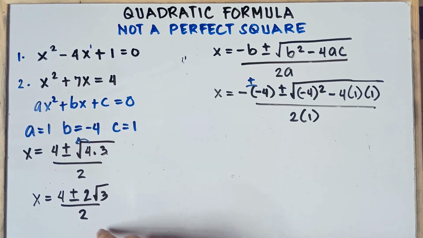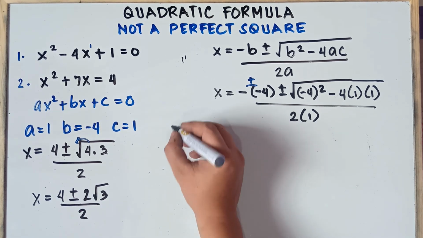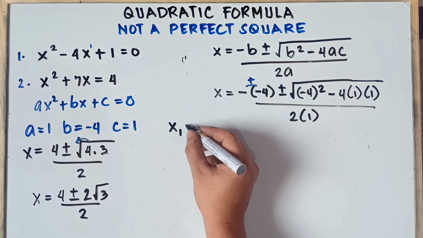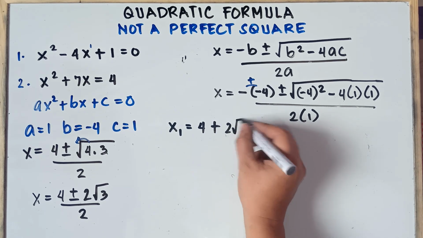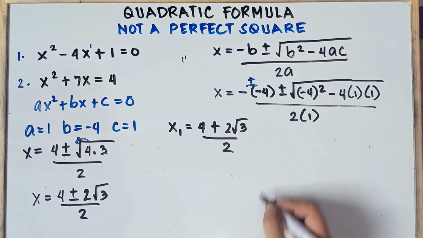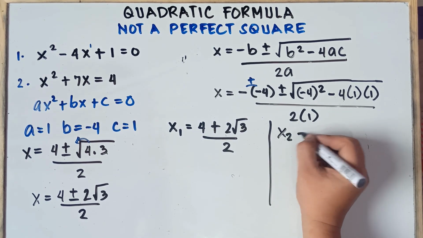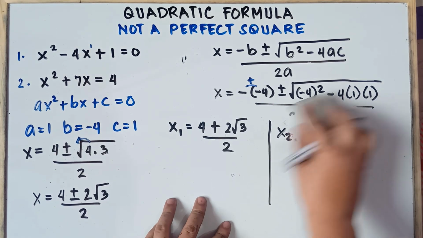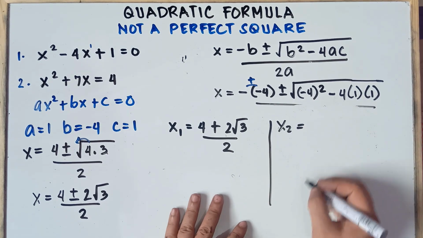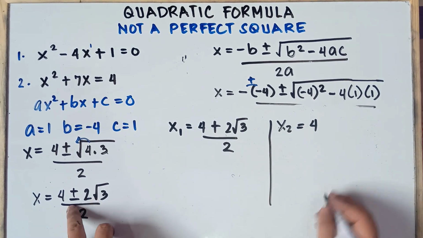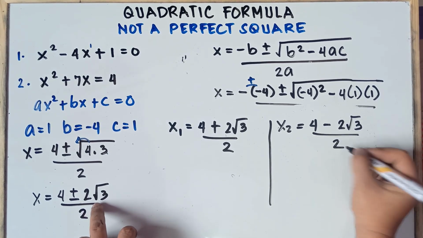Alright, so you separate this one, class. We have positive and then we have negative. So we can write this one: x sub 1 equals 4 plus 2 square root of 3 over 2. And the other one for our x sub 2. So x sub 2 equals, let me just erase this one, class. So our x sub 2 equals 4 and then minus 2 square root of 3 over 2.